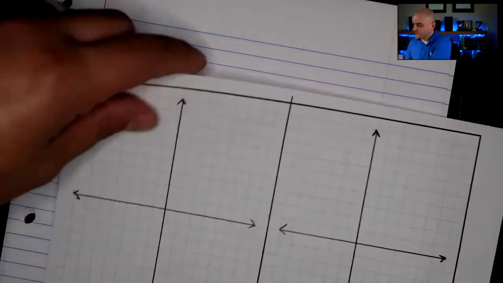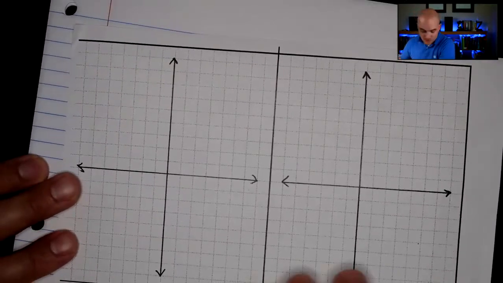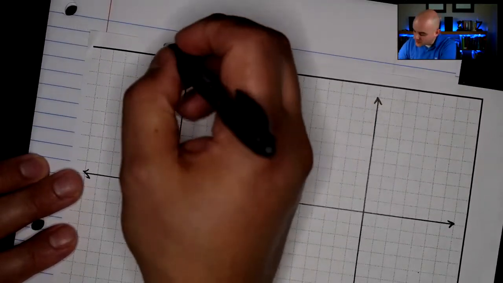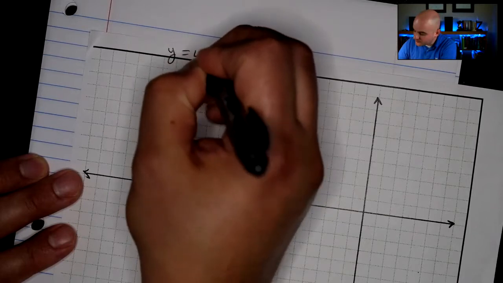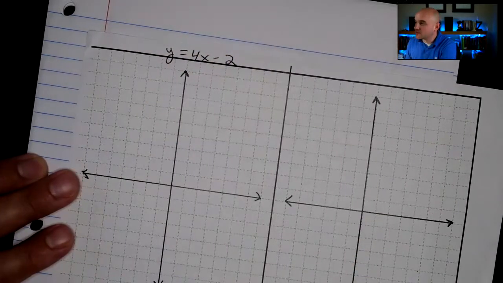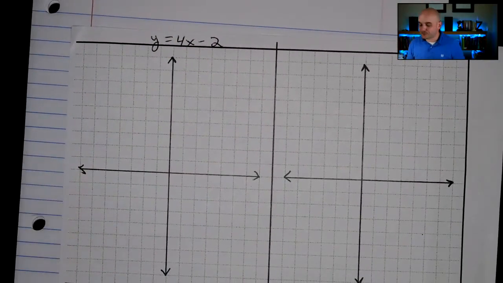Let's try a little bit of practice on these. Let's start with an equation. We'll put it in y-intercept form. Let's suppose we have the graph of y equals 4x minus 2. Pause the video and give that a try graphing that out.